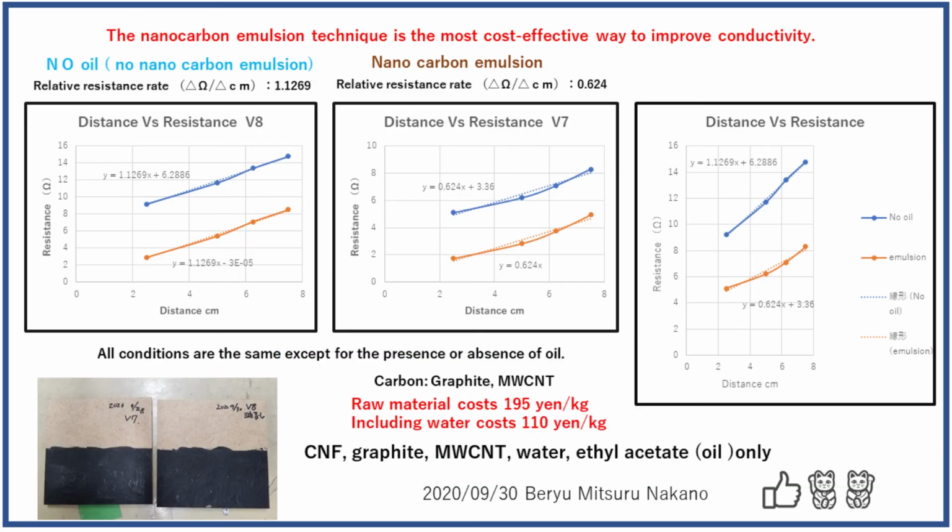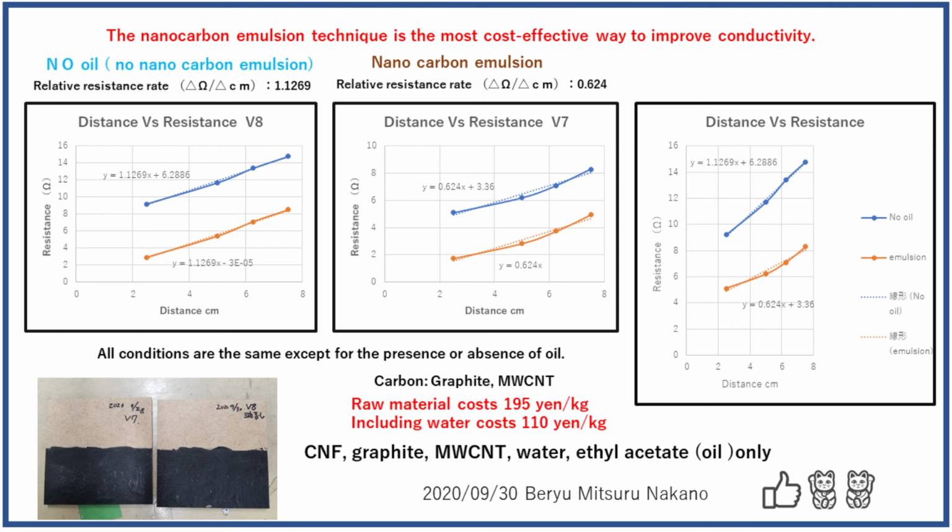The nanocarbon emulsion technique is the most cost-effective way to improve conductivity. No oil, no nanocarbon emulsion. Relative resistance rate, differential omega per differential centimeter, is 1.1269. Nanocarbon emulsion. Relative resistance rate, differential omega per differential centimeter, is 0.624.